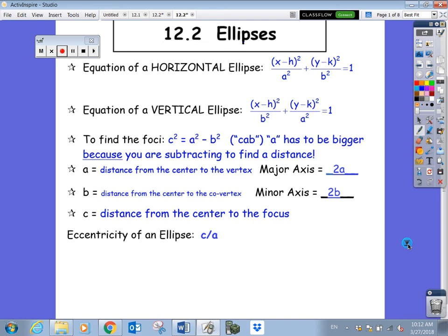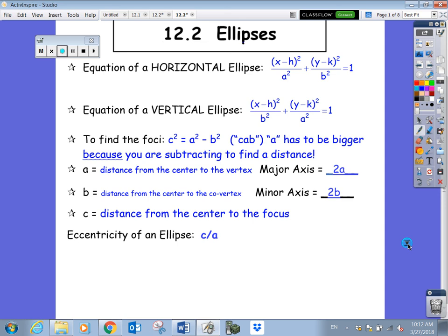So B is the distance from the center to the covertices, which are the shorter distance from the center. Center to the vertex, center to the vertex, center to the covertex, center to the covertex. And then if you start at the center and go to the vertex one way, and the vertex the other, that means it's two of them, which is 2A. Same thing for the minor axis is 2B. Major axis is going to be the bigger. Minor axis is going to be the smaller. And only ellipses have a major and minor axis.